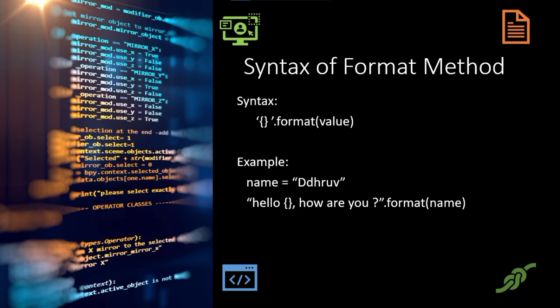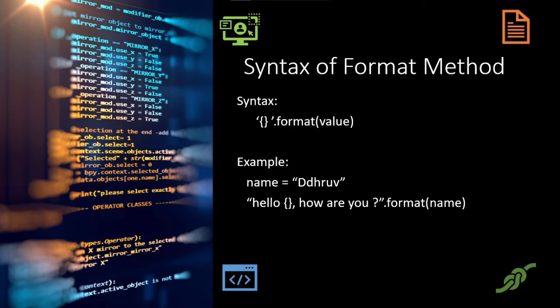Now let's understand the syntax of format method. To use this, we will write our string first and then we will add the curly braces which will act as a placeholder. After that, we have to call the format method on the string and provide the required values. These values will be replacing the placeholders and will get reflected in the original string.